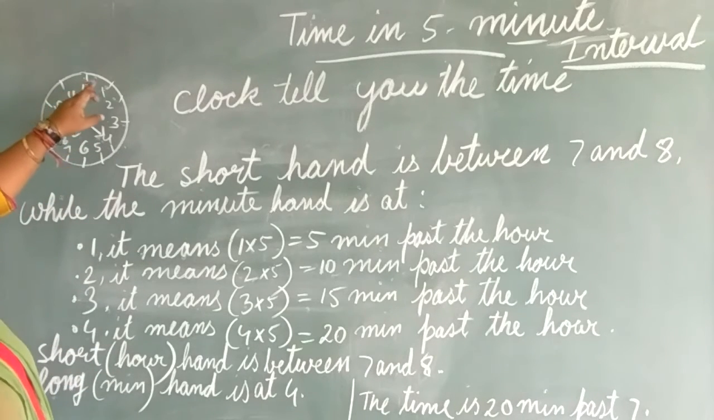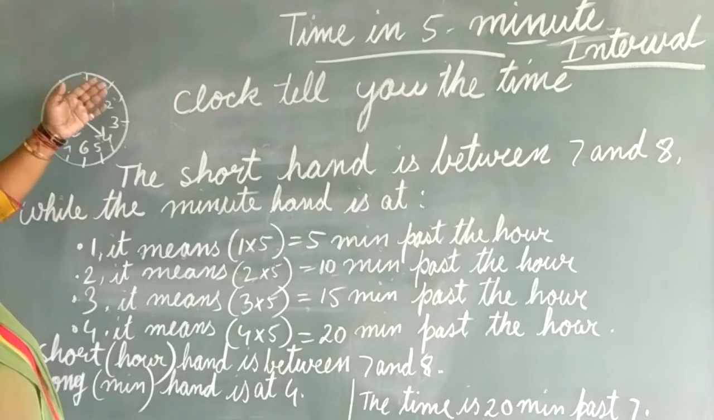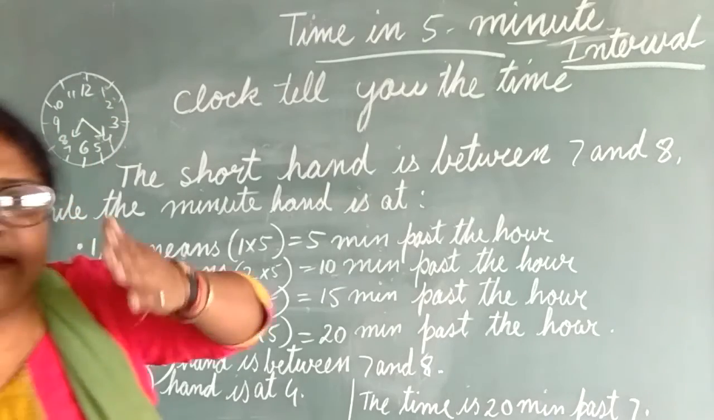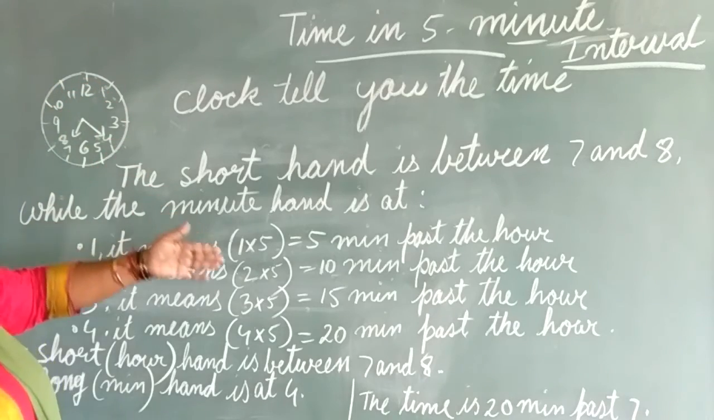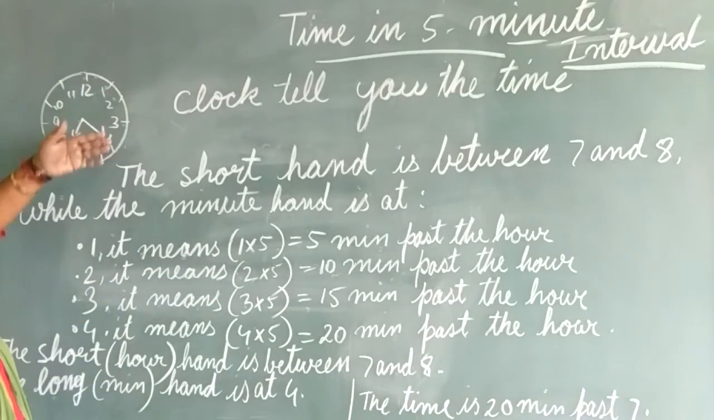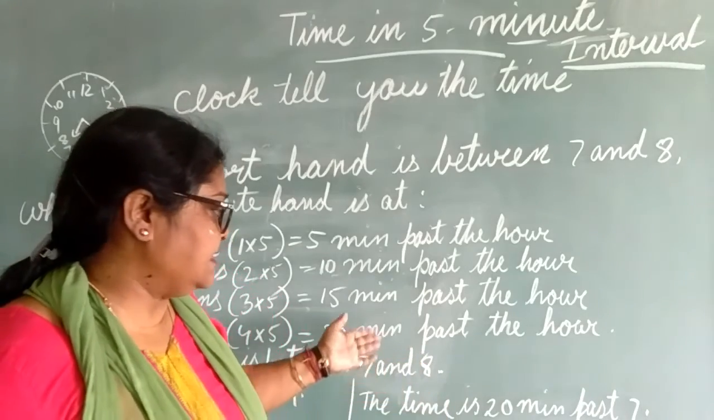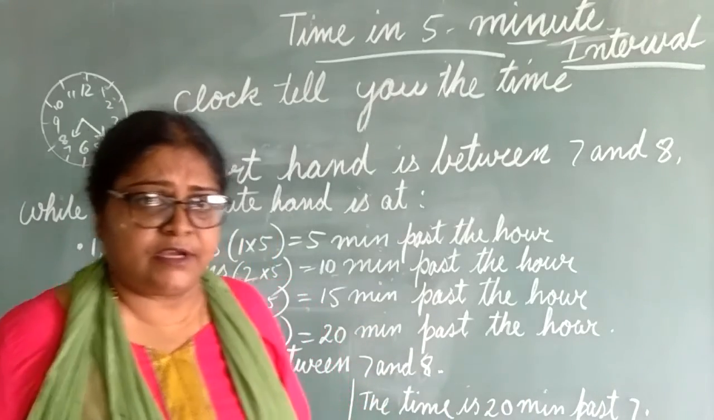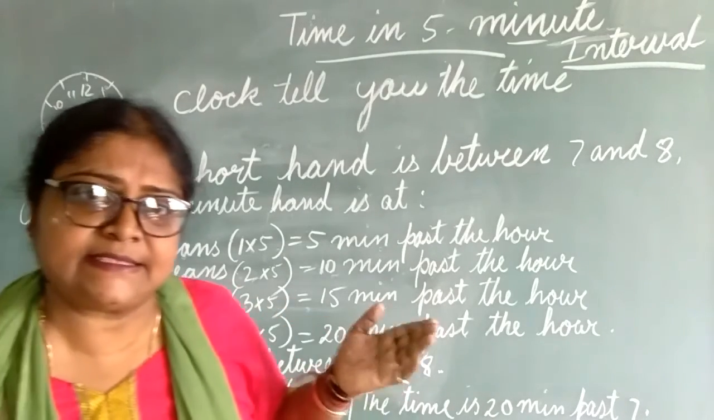So what will you say when it passes from 12 to 1? You will say 5 minutes past the hour. Again it passes 5 more, 2 times 5. Then what will you say? 10 minutes past the hour. Again, if you move 3 times, what will you say? 15 minutes past the hour. 4 times 5 minutes, then you will say 20 minutes past the hour. Then what is the time here? The time is 20 minutes past 7.